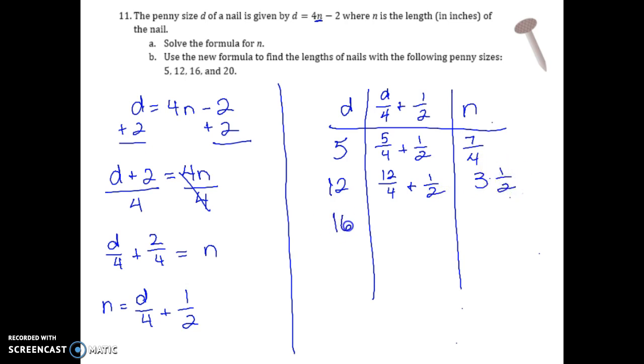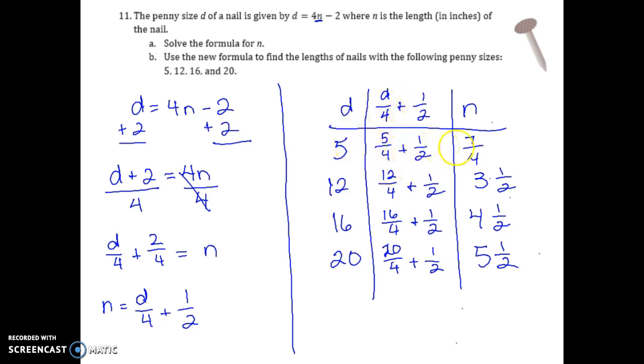Input of 16 would give us 16/4 plus 1/2, which would be 4.5. And a d of 20 would give us 20/4, which is 5, plus 1/2, which would be 5.5. Okay. Now I know I went through that really fast. All I'm doing is plugging in the 5 for d, and that's how.